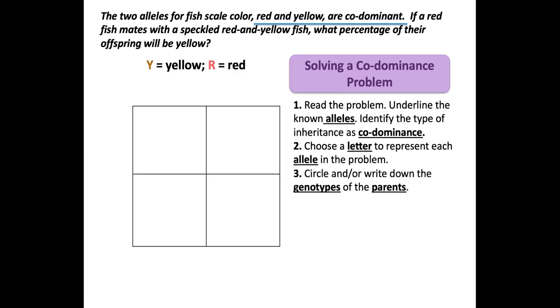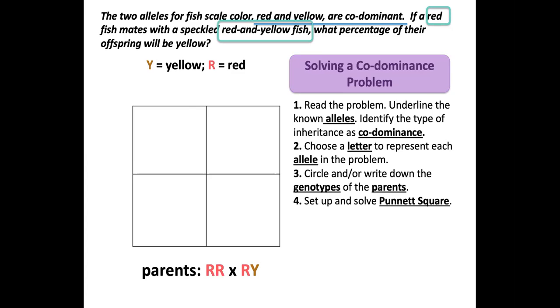All right. Next, we have to circle and or write down the genotypes of the parents. What do we know about the parents? One is red and the other one is red and yellow. So how do we represent red? RR. And red and yellow? RY. Okay. So there's our parents at the bottom.